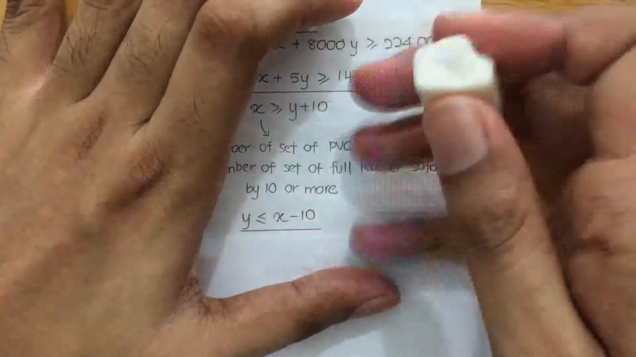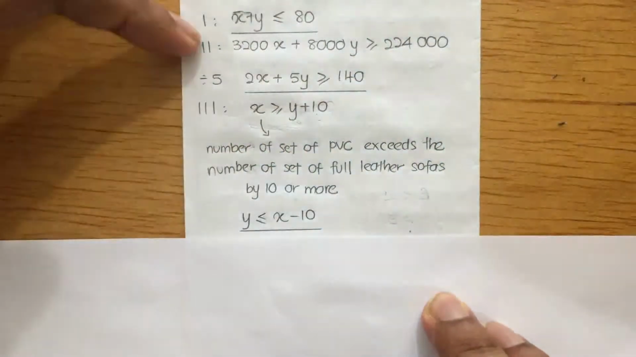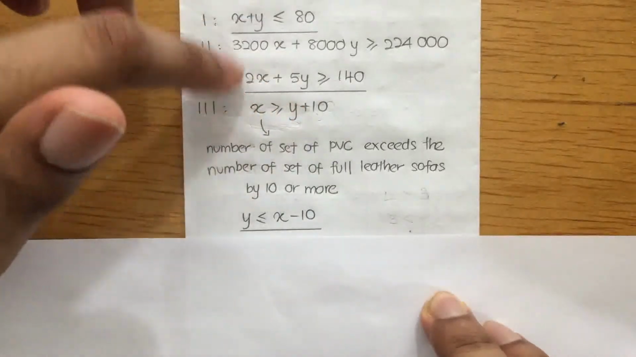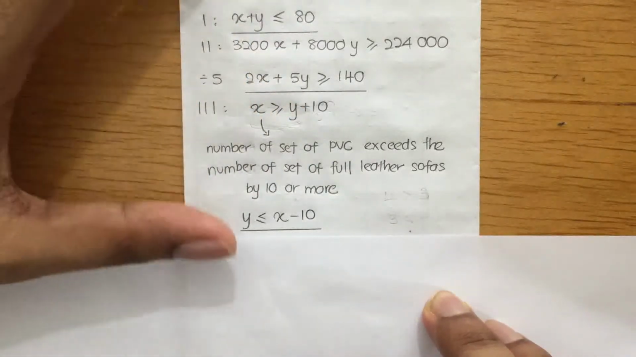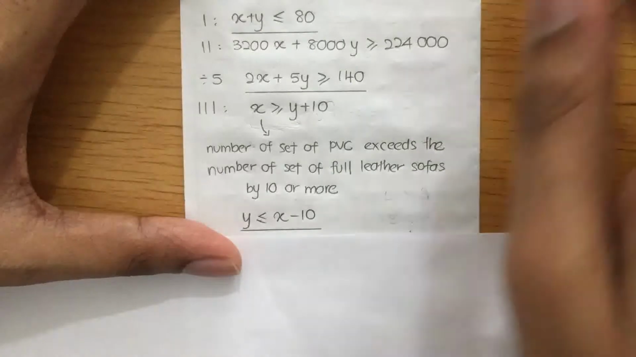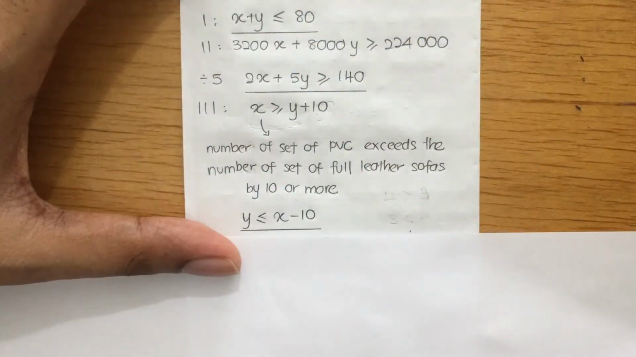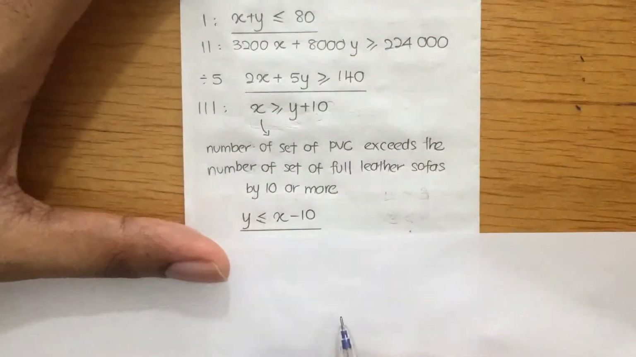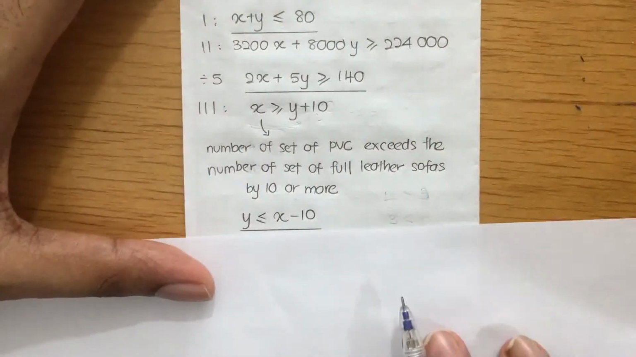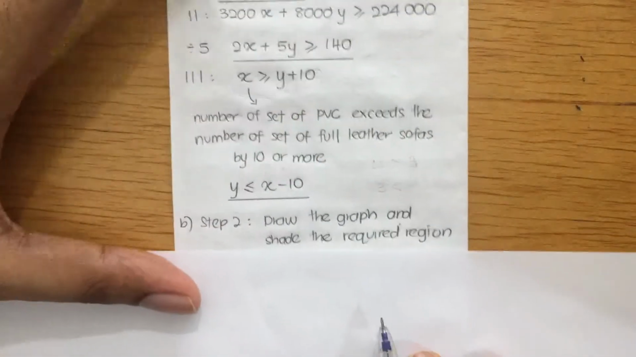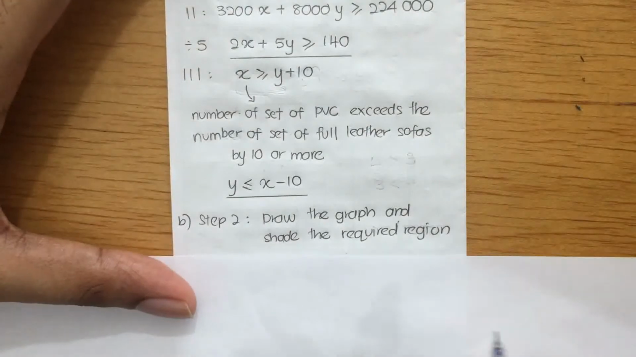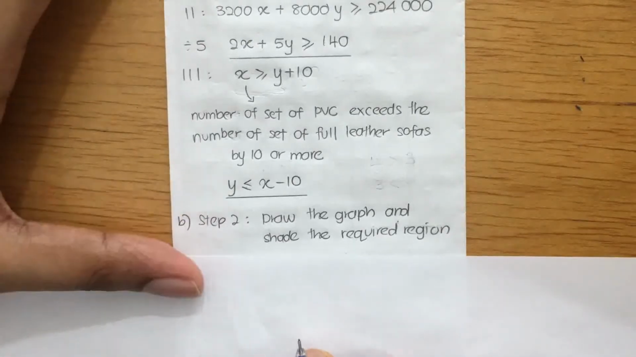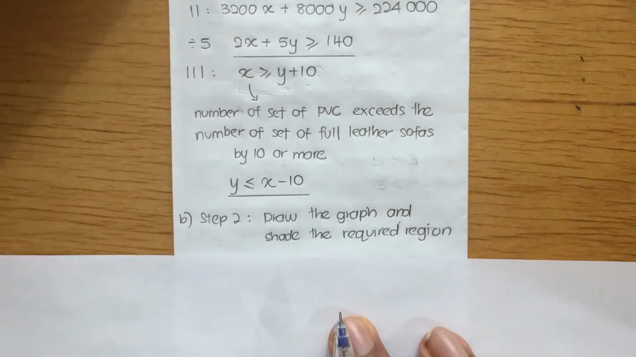Remember, guys, when you're doing the linear programming question, this first step is crucial. If you make even one mistake, it's going to affect your marks. So make sure that these steps are correctly done. Once you do this, your next step is to draw the graph and shade the required region. I'm going to show you the graph paper now, which I've already shaded for you, but I'm going to explain how I do that. Please hold on for a moment, guys.